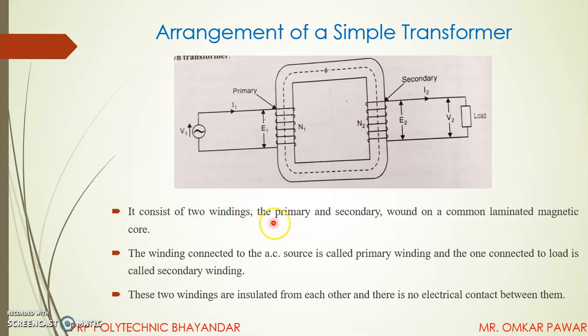It consists of two windings, primary and secondary, wound on a common laminated magnetic core. The winding connected to the AC source is called the primary winding, that is this winding, and the one connected to the load is called the secondary winding, that is this. These two windings are insulated from each other and there is no electrical connection between them. There is no direct electrical contact between the primary circuit and the secondary circuit.